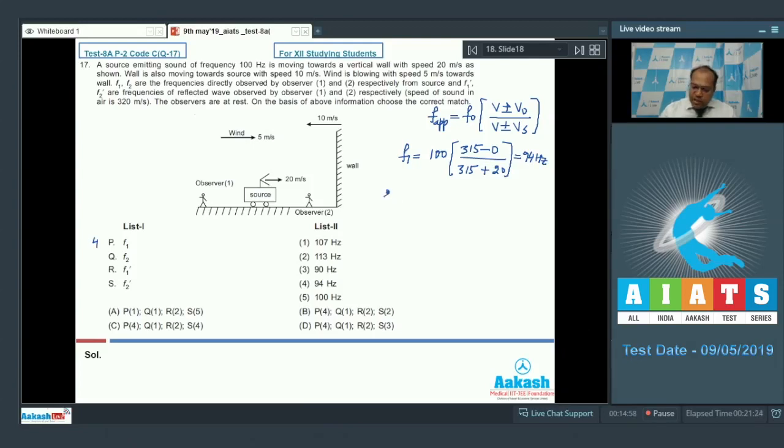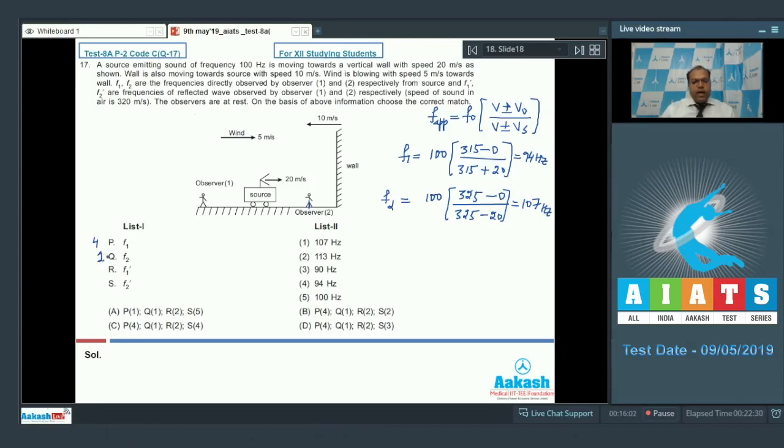Similarly, if I calculate f2, the value of f0 is 100. For this observer, the velocity of sound in this medium can be written as 325, as the velocity of wind is in the sense of the sound waves. The velocity of observer is 0, divided by 325. Now the velocity of source is towards the observer, so that can be written as minus 20. If I solve this, it comes out to be nearly equal to 107 Hertz. So the correct matching would be 1.